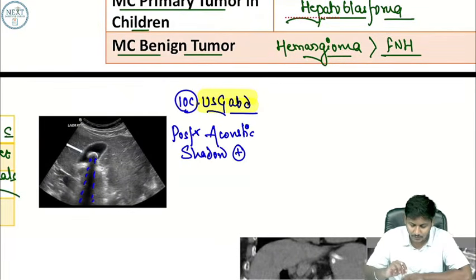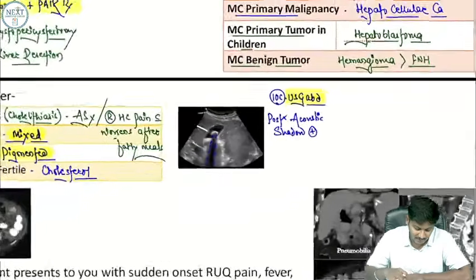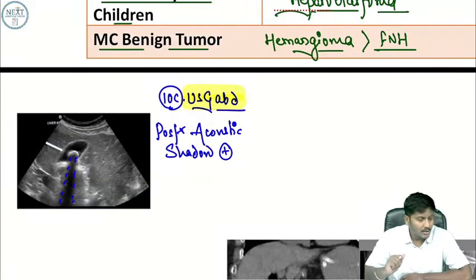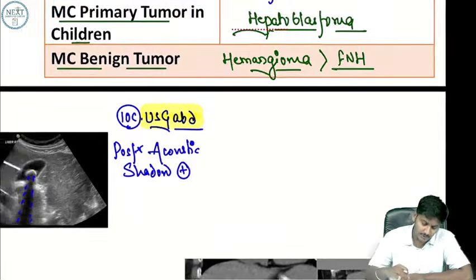But whenever this posterior acoustic shadow will be absent, that is going to be a case of nothing else but gallbladder polyp, beta. ठीक है, so posterior acoustic shadow, if it is present, it is a gallstone. If posterior acoustic shadow is going to be absent, that is a gallbladder polyp. That is what is important.